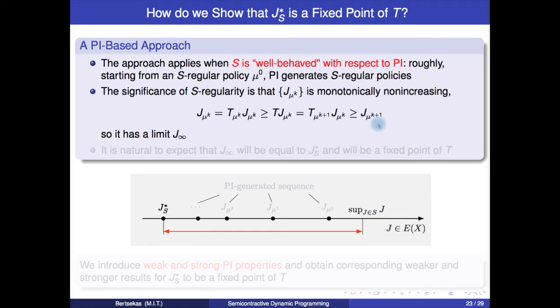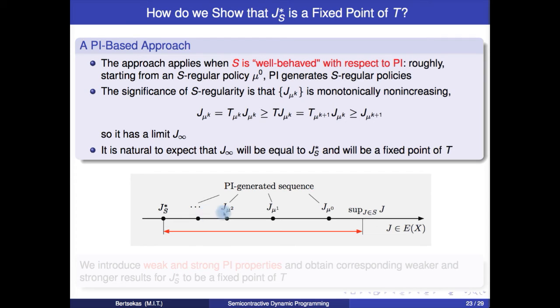So this sequence is monotonically non-increasing, and therefore it has a limit, J infinity. Now, what would the limit be? This policy's cost functions converge downwards towards J sub S star. J sub S star is the minimum over all the J mu's for mu S regular.